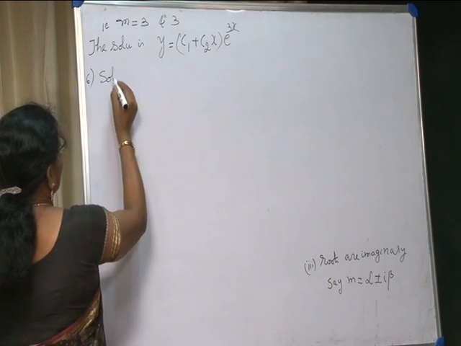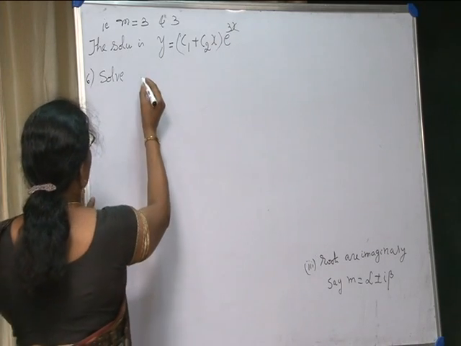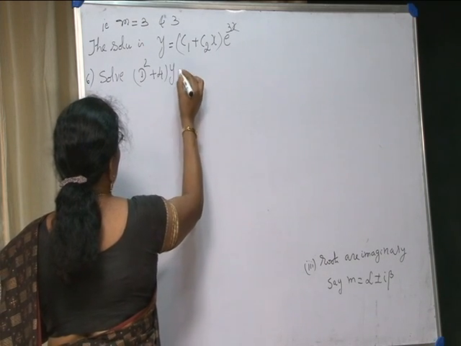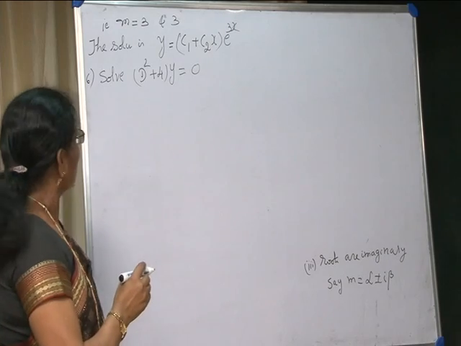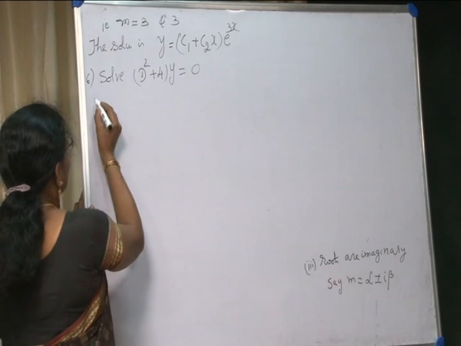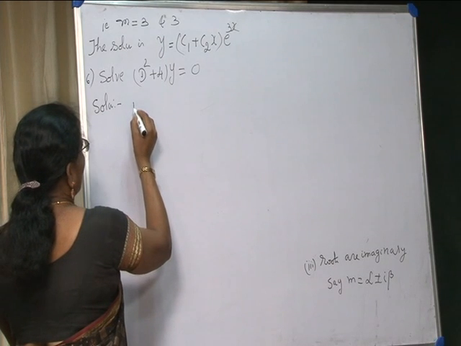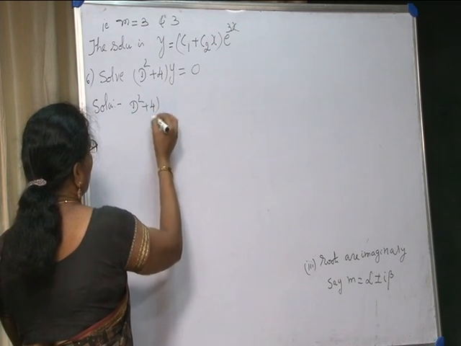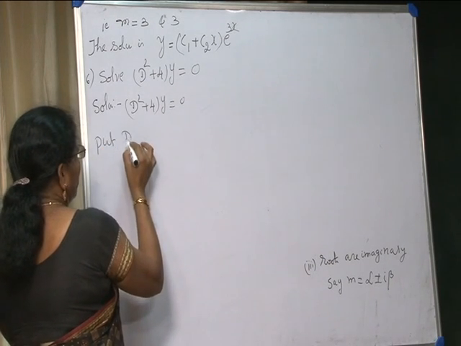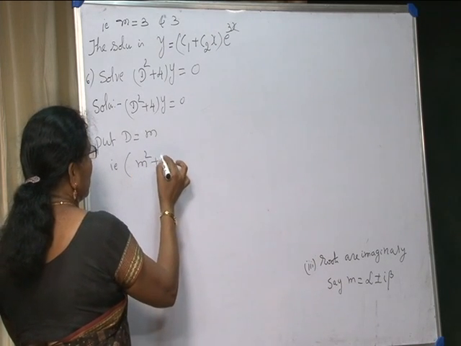Solve d squared plus 4 into y is equal to 0. Solution: d squared plus 4 into y is equal to 0. Put d is equal to m, that is m squared plus 4.